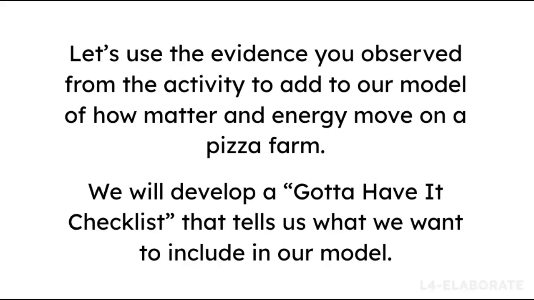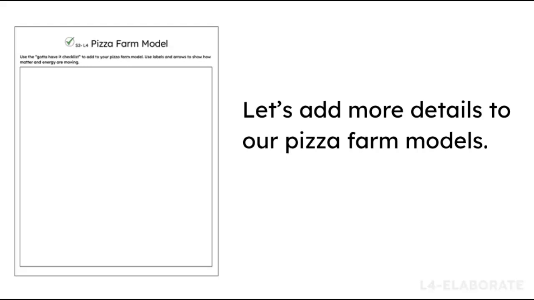For the Elaborate portion, you'll tell students they'll use the evidence from the activity to add to their model of how matter and energy move on a pizza farm. They'll develop a Gotta Have It checklist that tells them what to add to the model. You'll have students add to their pizza farm models and labeled explanations on the Pizza Farm Model student journal page.